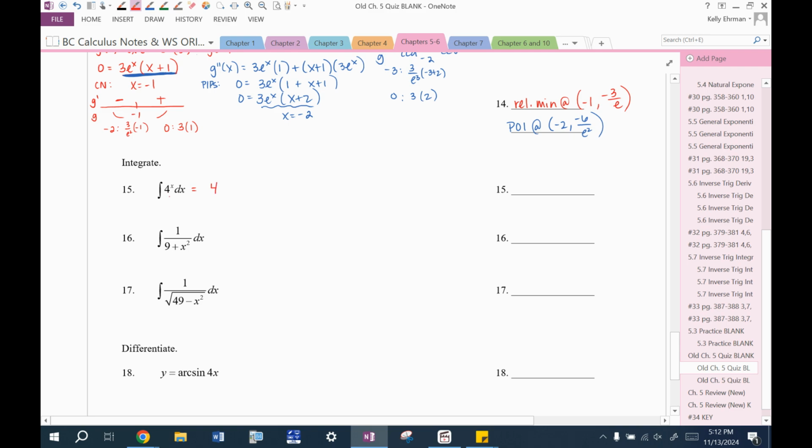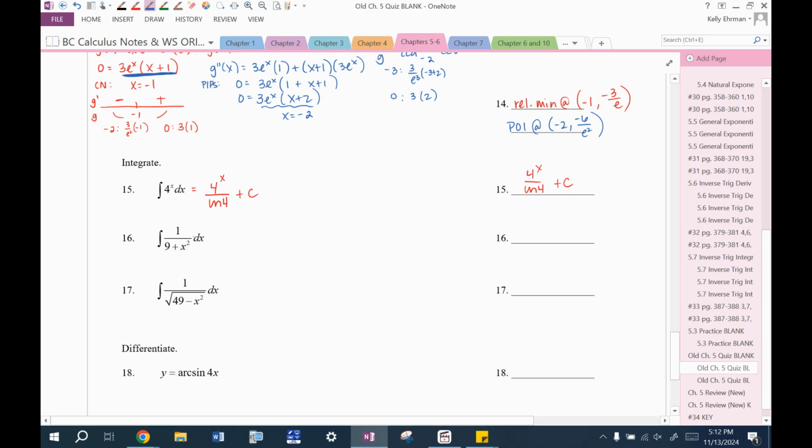You've got to study this rule. The integral of 4 to the x is just 4 to the x divided by ln 4 plus c. It's the derivative that's multiplied by ln 4. All right, so that's it. There's nothing else to do there.